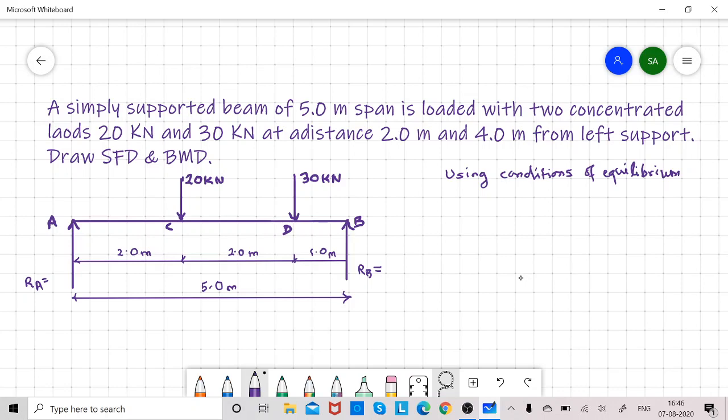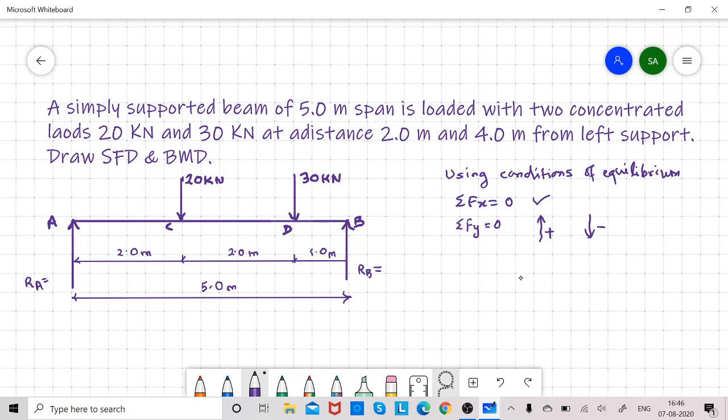What are the three conditions of equilibrium? First is sigma Fx equal to 0: sum of all the forces parallel to x-axis is equal to 0. This condition is already satisfied as there is no horizontal force. Sigma Fy equal to 0: sum of all vertical forces must be equal to 0. For that, we will use sign convention upward positive, downward negative.